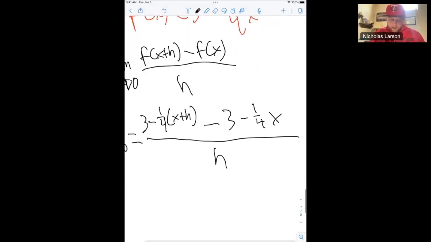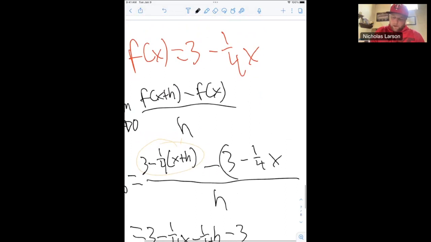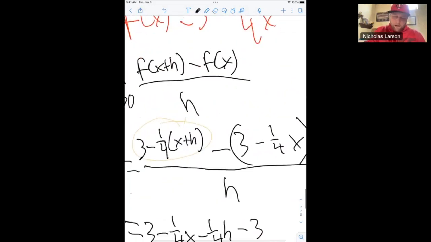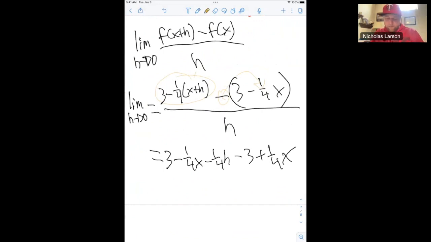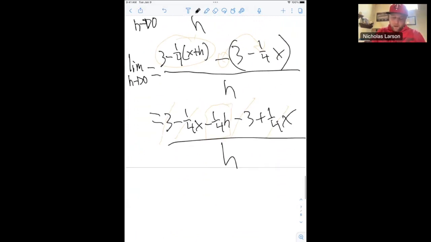All right, let's keep simplifying. So I've got some simplifying right here I need to do. 3 minus 1/4 x minus 1/4 h minus, and again, this should really be in parentheses because of my initial equation. So minus 3, if you distribute this here, it becomes a positive plus 1/4 x. Looking for things that either simplify or cancel out. Positive 3 minus 3, negative 1/4 x plus 1/4 x. All I'm left with is negative 1/4 h, negative 1/4 h over h.